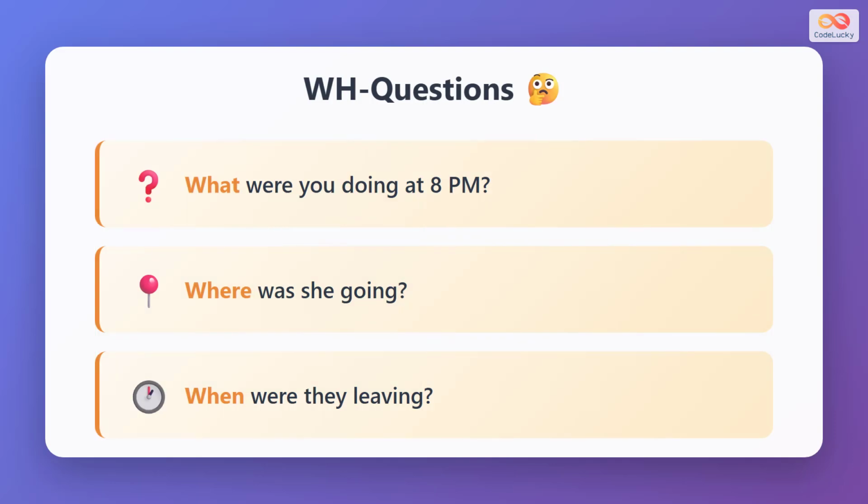We can also ask past continuous questions using question words. These are called WH questions. What were you doing at 8 p.m.? Asks about the specific activity someone was engaged in. Where was she going? Inquires about the destination during a past action. And when were they leaving? Asks about the timing of a departure that was in progress.